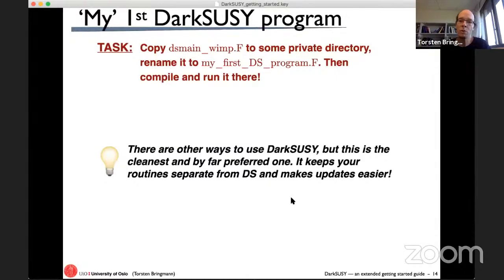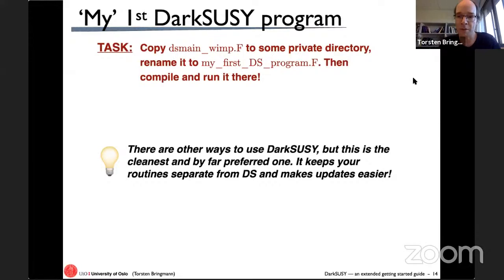I just want to stress that this is really the preferred way of doing this. Of course, you can do it in other ways. You can try to run it directly in the installed DarkSUSY directory, but this is not much more difficult at all. And the big advantage is that you don't touch the downloaded version, and that means that your code becomes much more flexible. Also, if there are updates to DarkSUSY, you will automatically be able to use these updates without having to change your code and without having to keep track of what you changed.